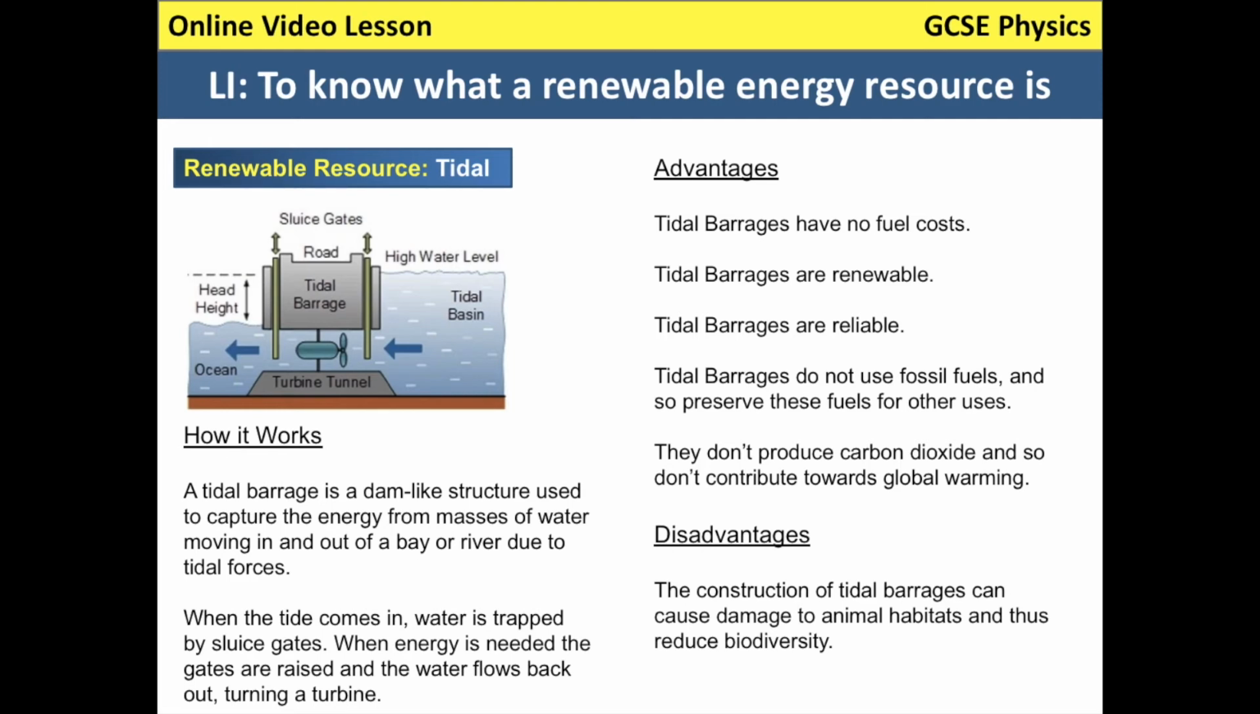The advantages of using a tidal barrage are, of course, there are no fuel costs, the tides do not cost us any money, and they are not going to run out either, so we can say that they are renewable. They're also reliable. We can predict when the tide is going to come in and when it is going to go out, so we're not dependent on anything. Tidal barrages do not use fossil fuels and so preserve these fuels for other uses. They don't produce carbon dioxide and so don't contribute towards global warming and its effects. They also, of course, don't produce any sulfur dioxide, SO2, and so will not contribute towards acid rain.